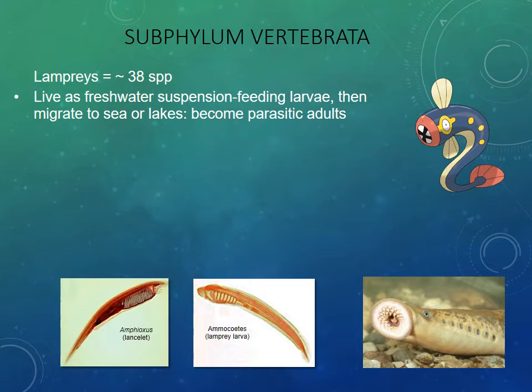Usually you have some sort of freshwater larval form that goes to the sea or larger bodies of water to become adults, become parasitic. Not all adults will feed. Some will just go and reproduce and die. Other ones will actually live a little bit after the fact. But it just kind of depends.